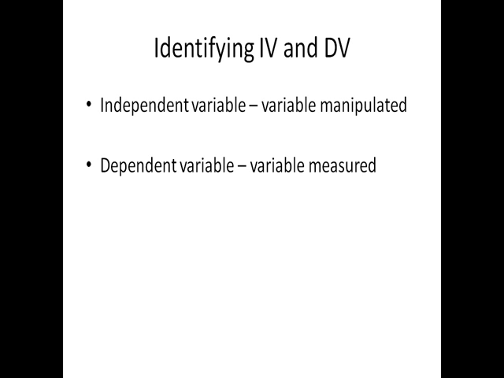So we've been through the 5 steps of hypothesis testing. Before this talk ends, let's go over identifying the independent variable and the dependent variable. Just a reminder that the independent variable is the variable that is manipulated, while the dependent variable is the variable that is measured.